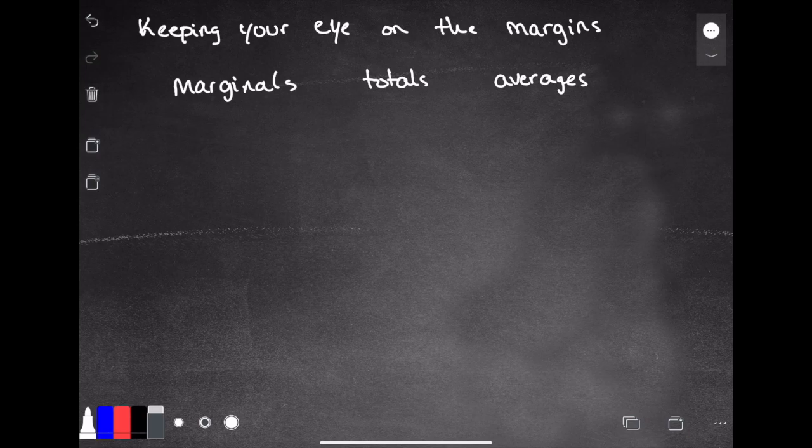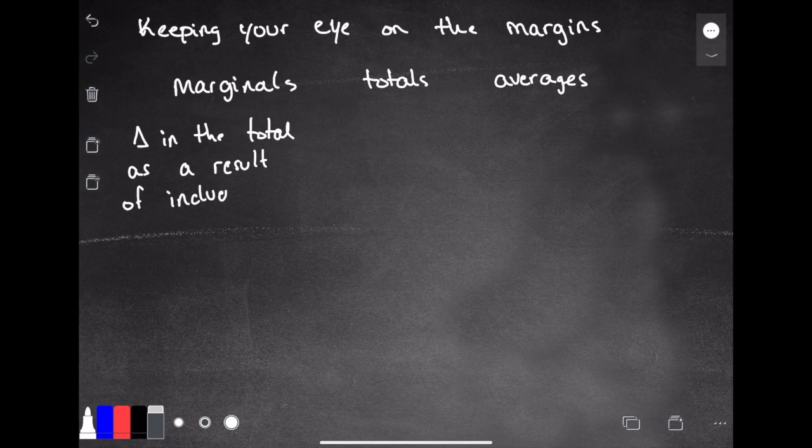Okay, so the marginal is going to be the change in the total due to including one more unit. So we can think about marginals as the change, or the delta, in the total as a result of including one more unit. Okay, so let's do an example here.